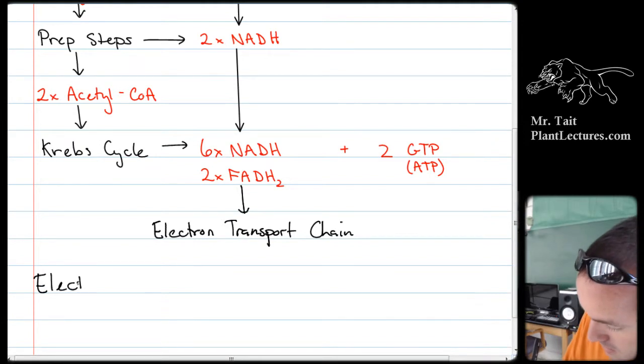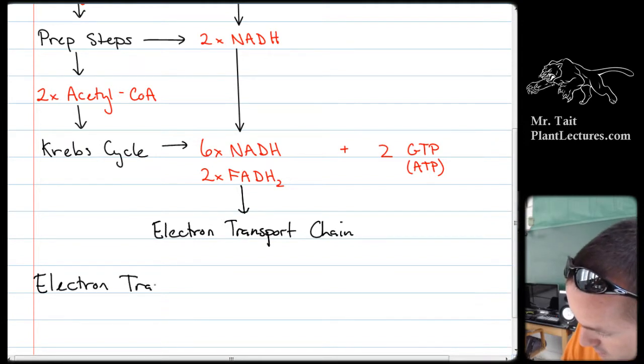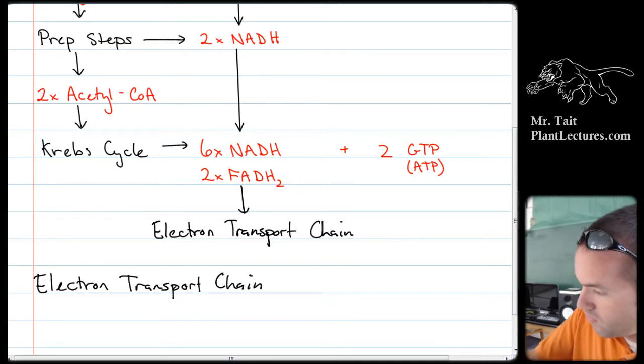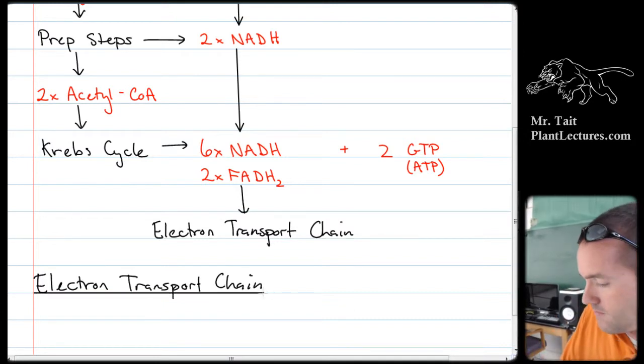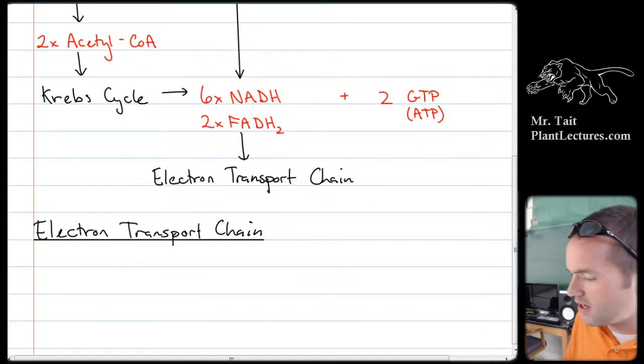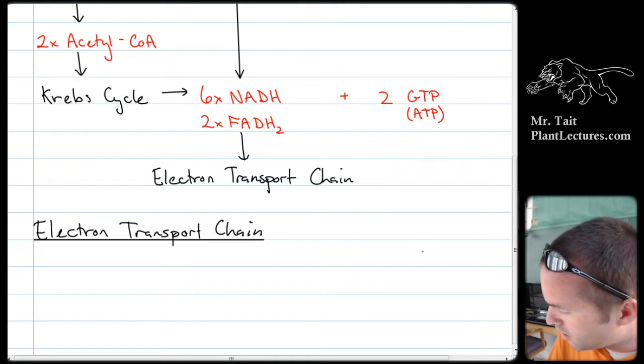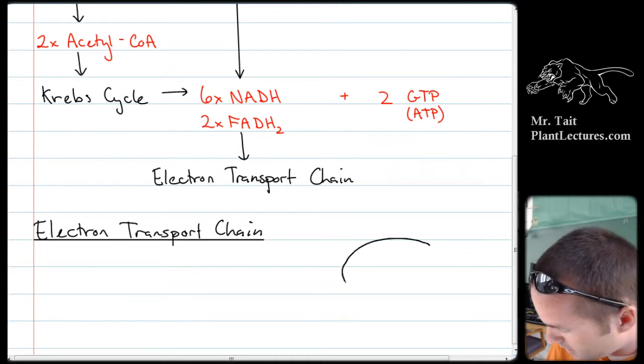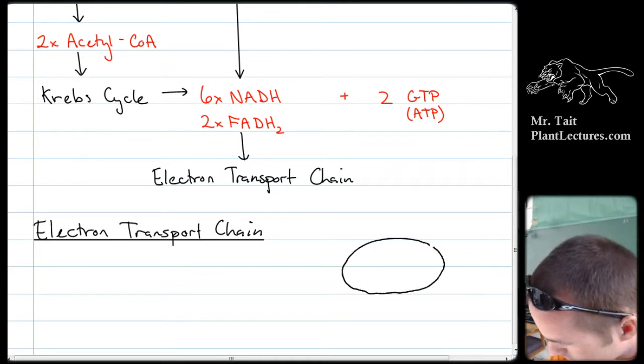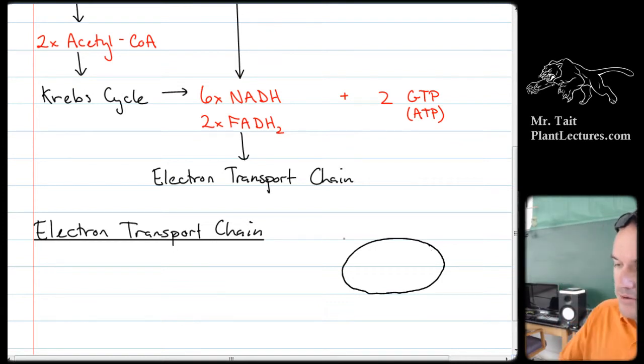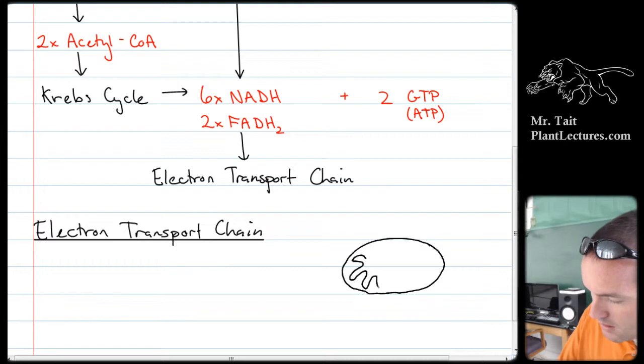Electron transport chain. First thing we need to know about the electron transport chain is we need to know where it's happening. So we're going to draw over here a little mitochondria. It's the outer membrane of the mitochondria. The inner membrane is this folded up thing, right?